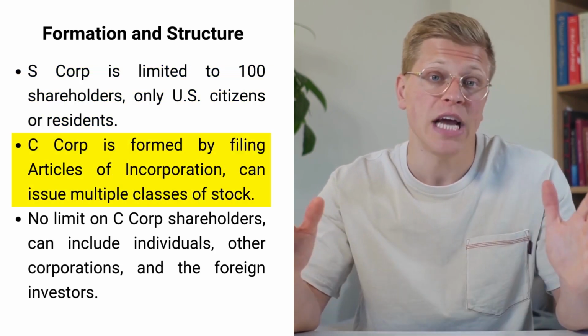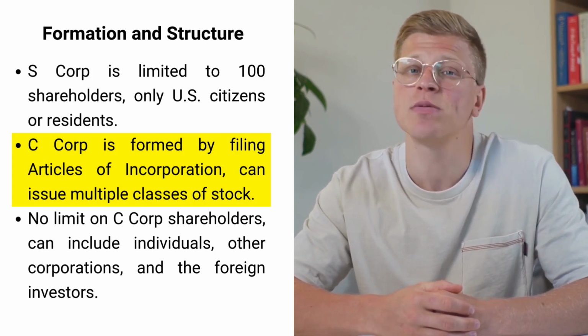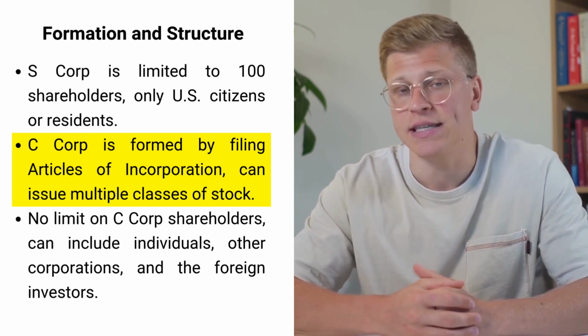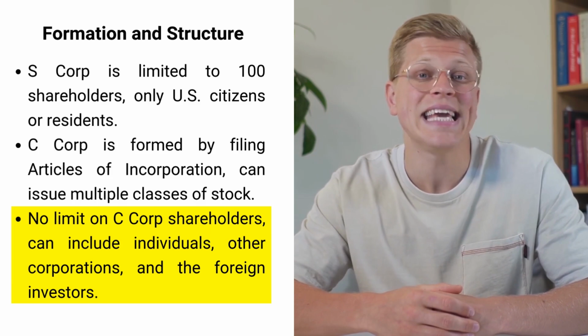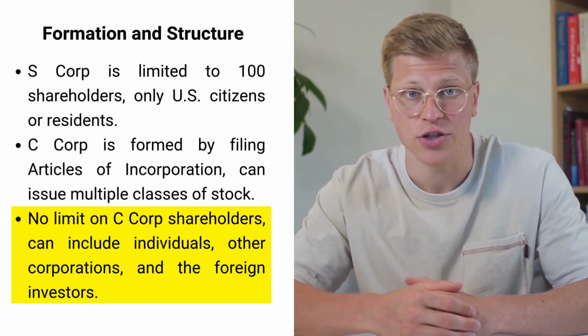Now, to establish a C-Corp, you file articles of incorporation with the state. C-Corps can issue multiple classes of stock, which makes them appealing to investors. There's no limit on the number of shareholders, and they can be individuals, other corporations, or even foreign investors.